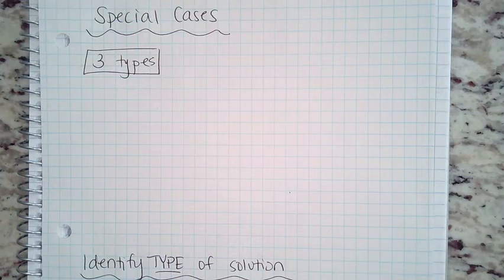Hi, everyone. Here is a little reminder of what you did on remote day one this week. You had a few slides that talked about the special cases. So there are three types of solutions you're going to get when solving a system of equations.